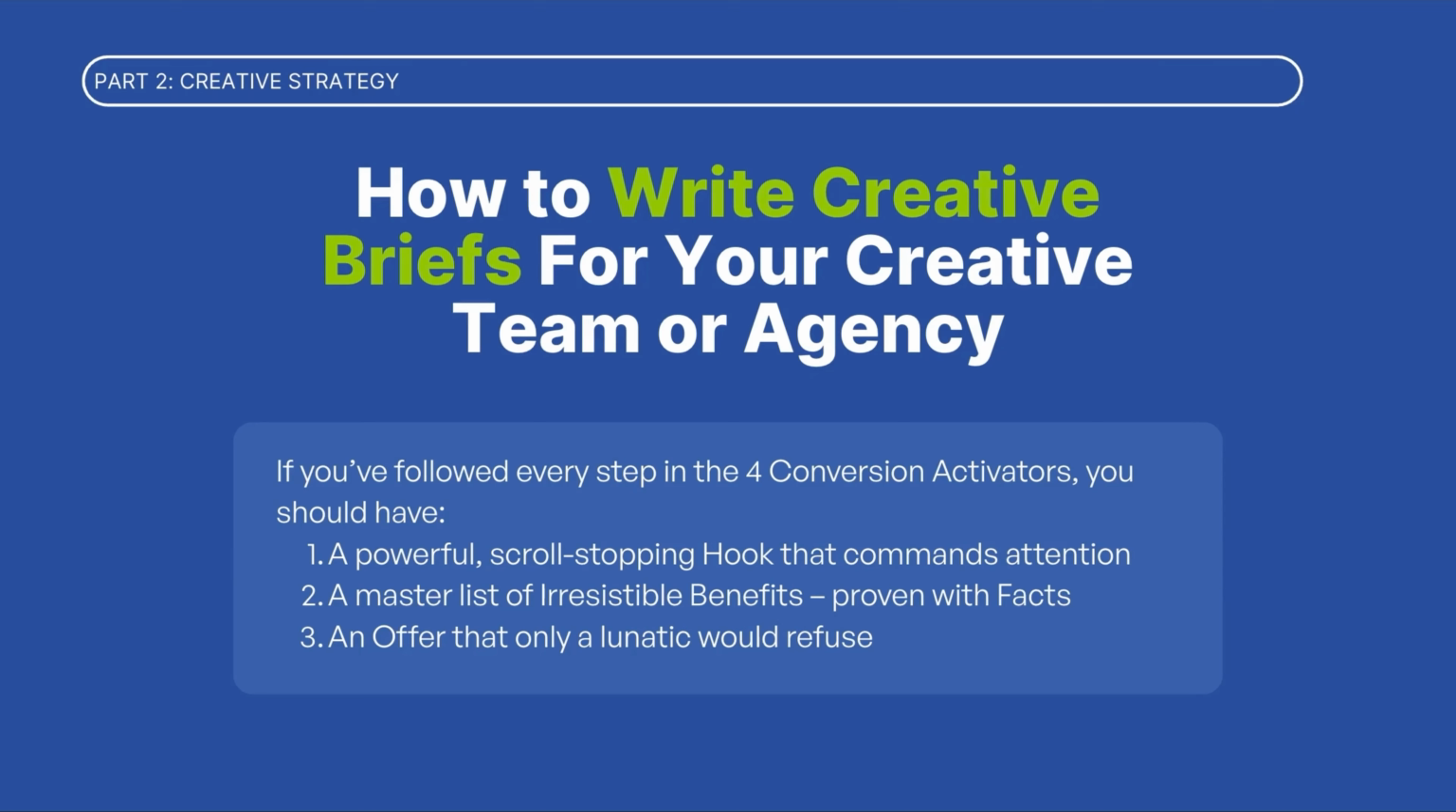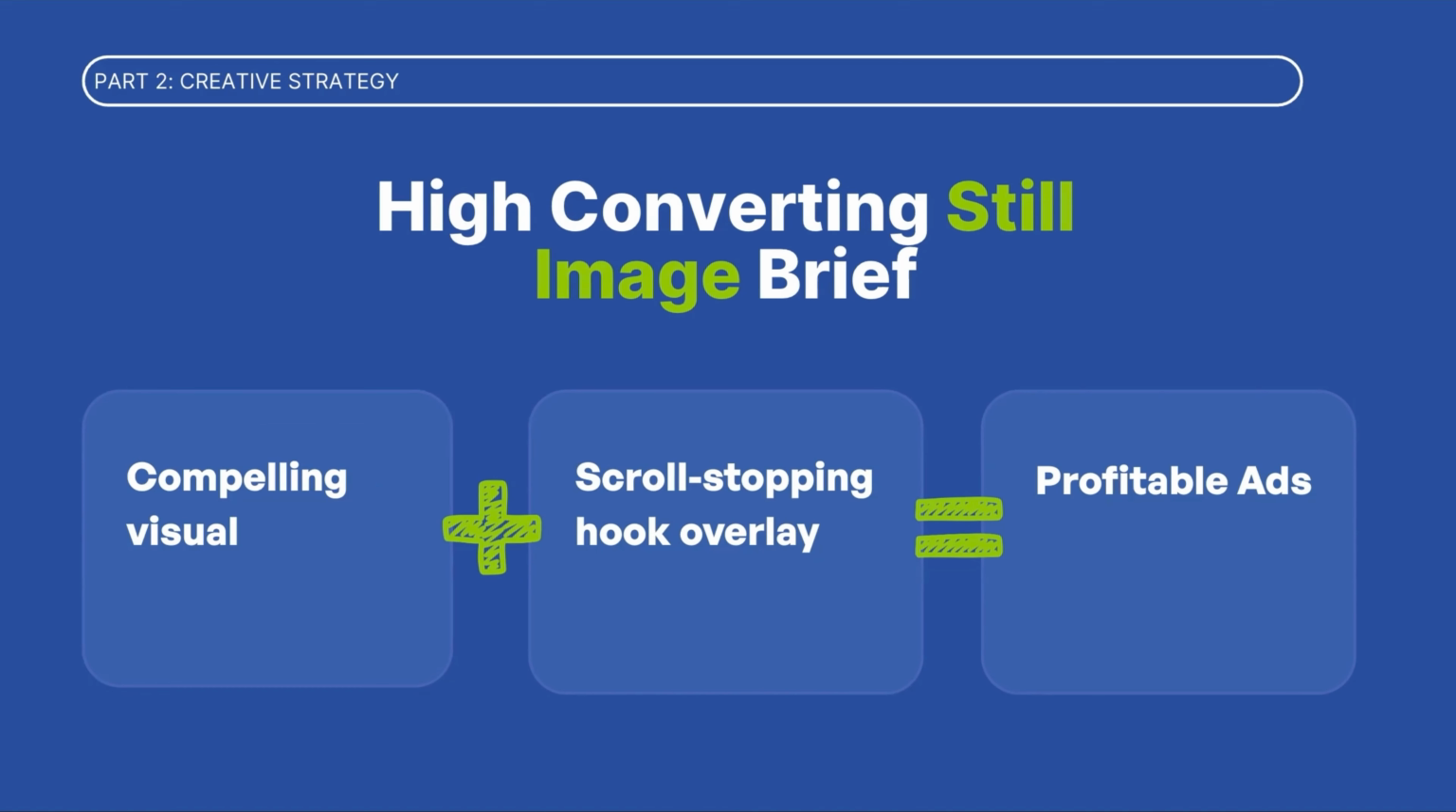Remember that there are only 2 types of creative formats that truly matter, and they are videos and still images. So you should only learn to write 2 types of creative briefs. Okay, so let's start with the easiest one, high-converting still image briefs. Still images can scale, and at the same time, they're the fastest way to test your hooks. The formula is simple: a compelling visual plus a scroll-stopping hook overlay equals a profitable ad.